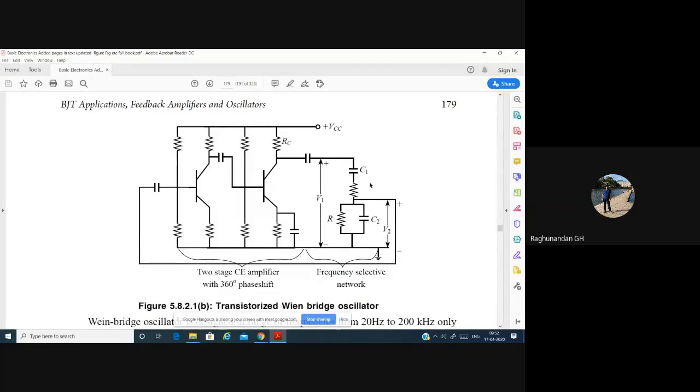Say voltage across this component means, how are we going to find it? Usually, it is the difference between the terminals. At this point we have V1. At this point we have V2. So if we are asked for the voltage drop across this R1C1, it will be V1 minus V2.